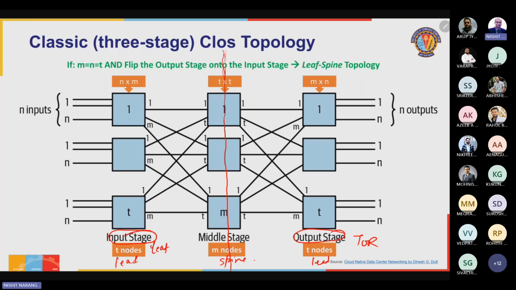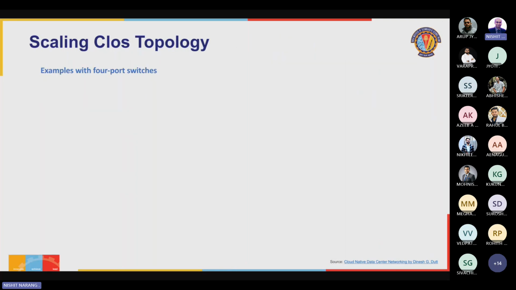And the redundancy exists, right? So every leaf is connected to every spine. That's what we said in the leaf spine topology. Every leaf connects to every spine. That becomes true when I say M is equal to N is equal to T. I treat the input and output stage as leaf, the middle stage as a spine. The classic Clos topology translates into a simpler leaf spine topology. Okay? So this is what we use as a building block in our modern data center.